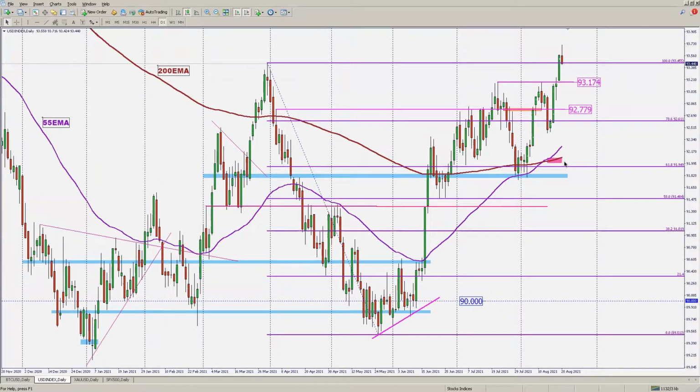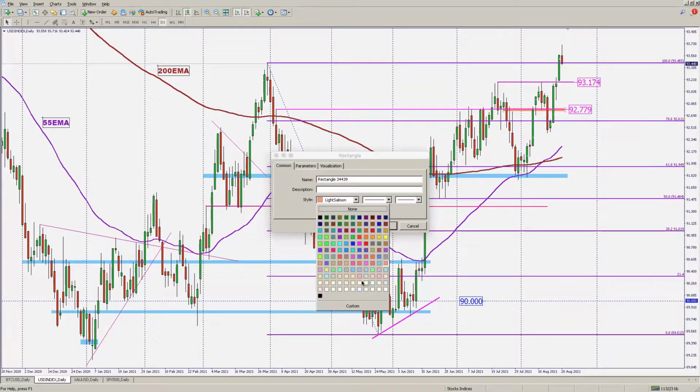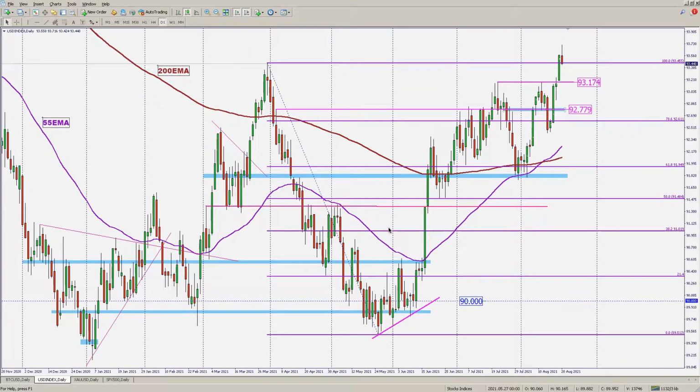Okay, so let's remove this area here. This should now be a support zone, as well as this other area here.